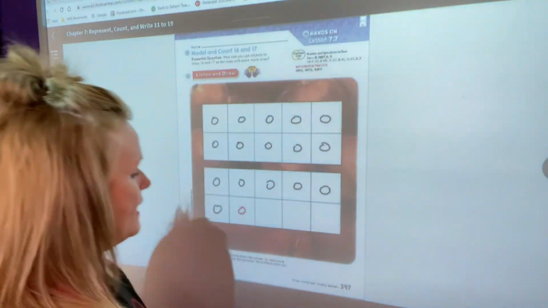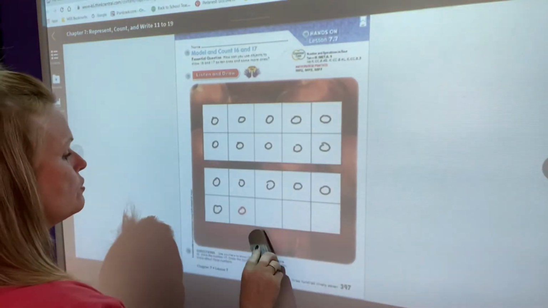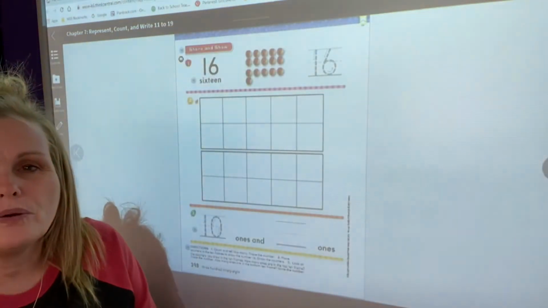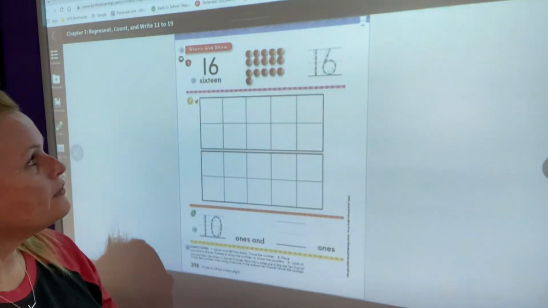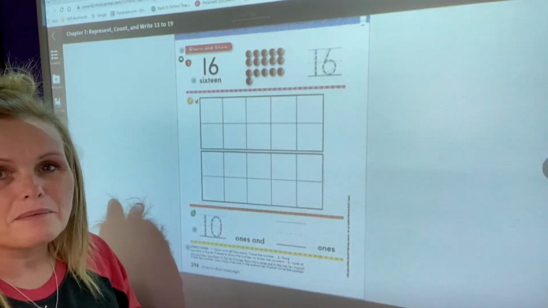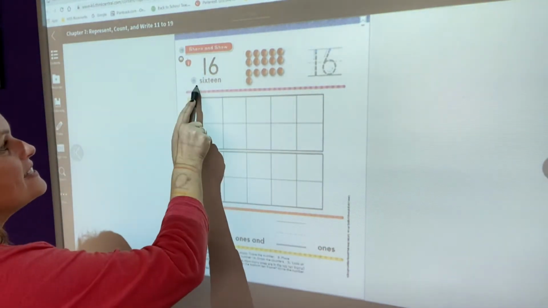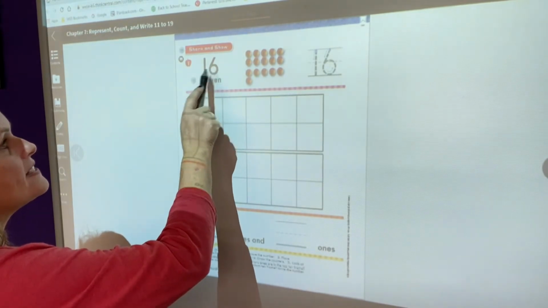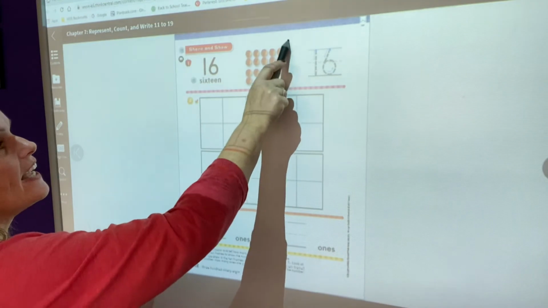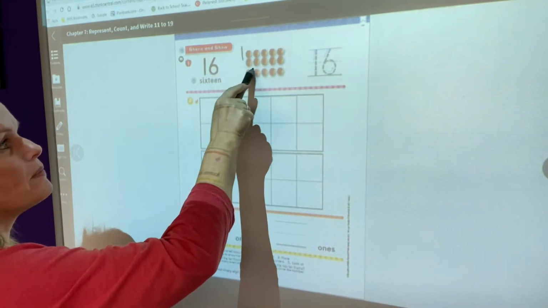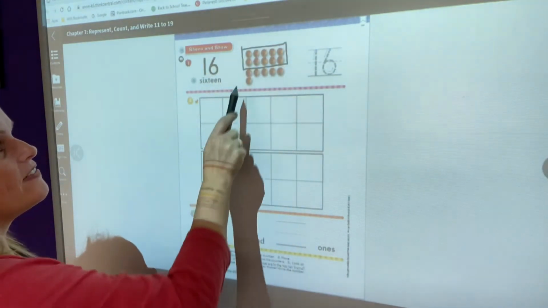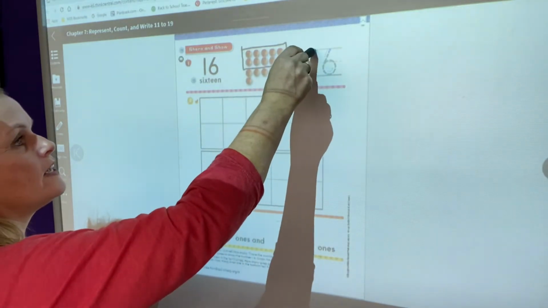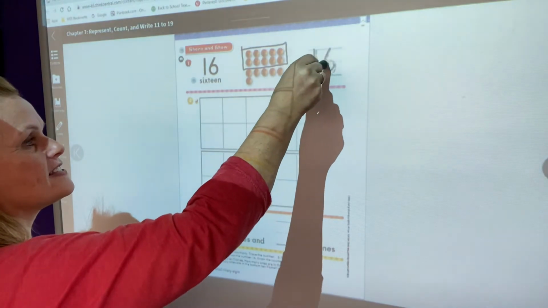Let's go ahead and go on to the next page, 398. I know you're a pro at this, but this is a new number. This is the number 16. 16, S-I-X-T-E-E-N, a 1 and a 6. You can see they kind of already did that 10 for you up here, sorting it out. And then there's 5 and 1 more. So 10, 5, 1, 1, 6 is 16.